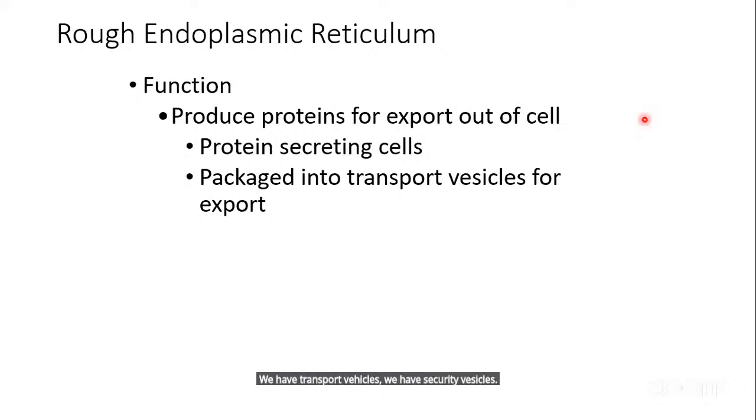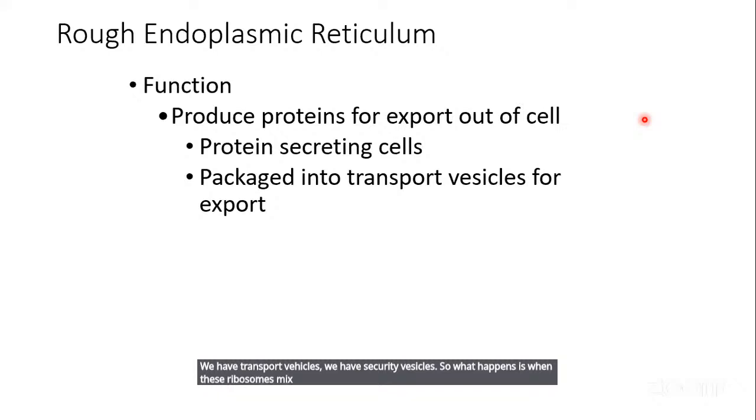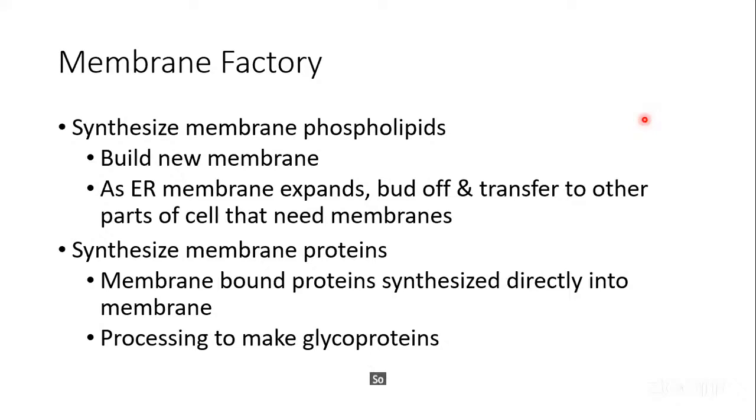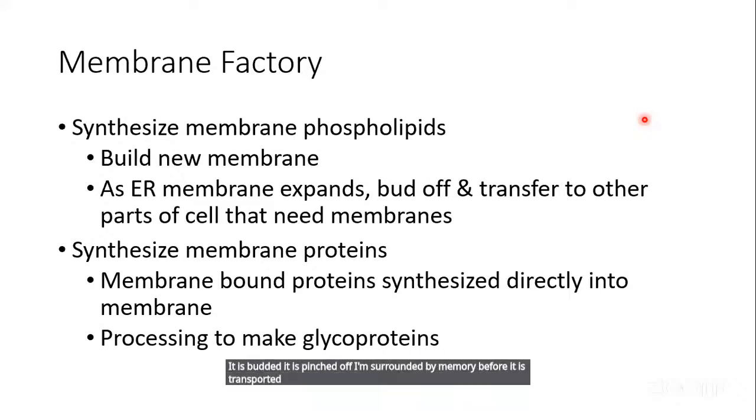So what happens is when these ribosomes push the polypeptide into the lumen, into the center of the rough endoplasmic reticulum, those things are engulfed in the membrane of the rough endoplasmic reticulum and pinched off. So rough endoplasmic reticulum synthesizes membrane phospholipids. So it builds also new membranes because remember, whatever protein is made into it is budded, pinched off and surrounded by a membrane before it is transported to other parts of the body.